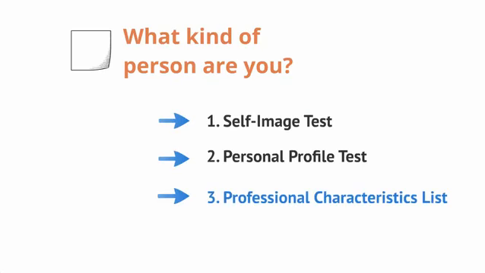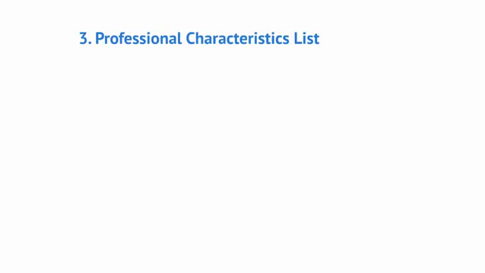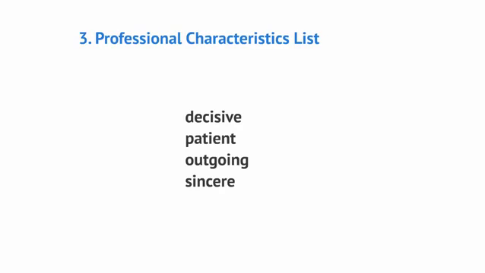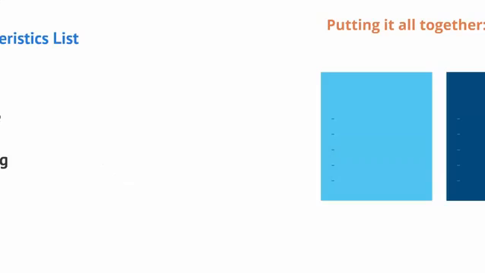The last test is the Professional Personality Characteristics Test. Attached is a list with many professional personality characteristics. To complete this test, you have to visualize being in a working environment and pick at least 10 characteristics that describe your professional personality. Are you, for example, decisive, patient, outgoing, sincere? You can use this list later when describing yourself in your cover letter and during an interview.